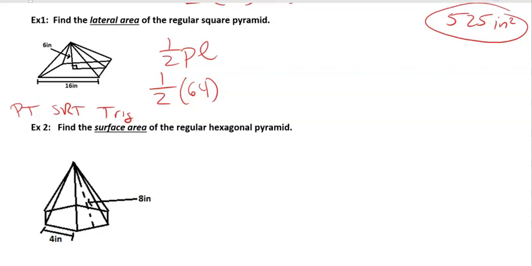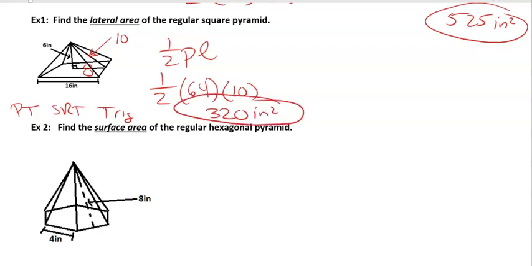Pythagorean triple. So if the whole length is 16, then this one is going to be 8. 6, 8, and you don't even have to do the Pythagorean theorem. It's just a triple in this case. That would be 10. And someone's going to have to do that work for me. 1/2 of 10 is 5. 5 times 64 is 320, I believe. Man, I am good.